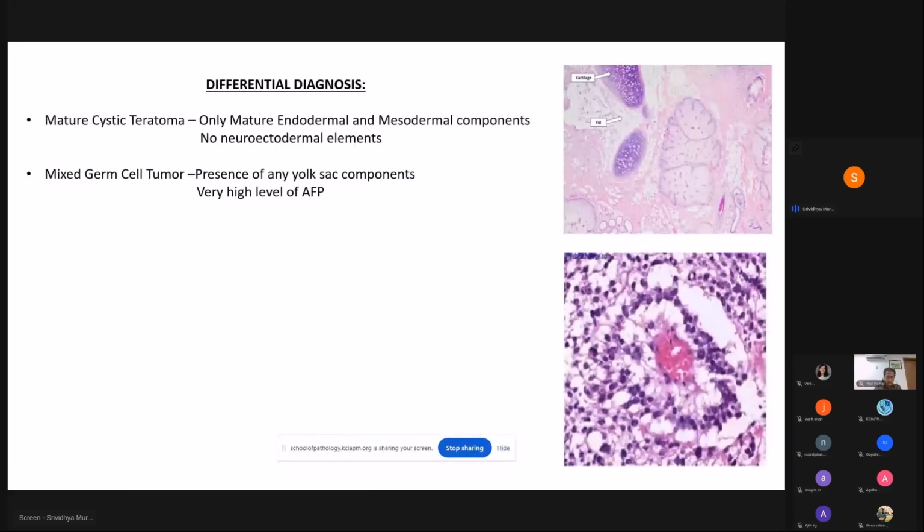We can also differentiate using IHC, for which you need to put SALL4 and SOX2, which are expressed in immature neuroepithelium and will be absent in well-differentiated teratomas. And Ki-67 can also be used, which is expressed in high-grade immature teratomas. Thank you.